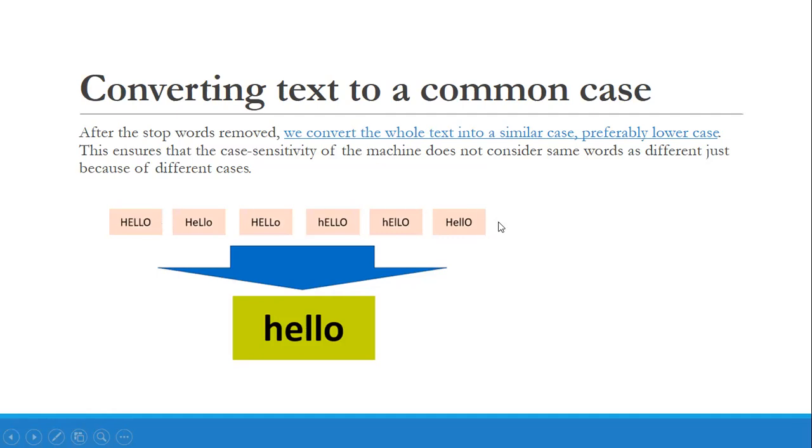Now, to make it uniform, we want to convert the text to a common case, that is the lower case. This ensures that the case sensitivity of the machine does not consider the same words as different. Now, if you see, this word is different for the computer and this word is different for the computer. But all these different representations of the same text, once converted into the same case, that is lower case, the computer understands that it is the same text.